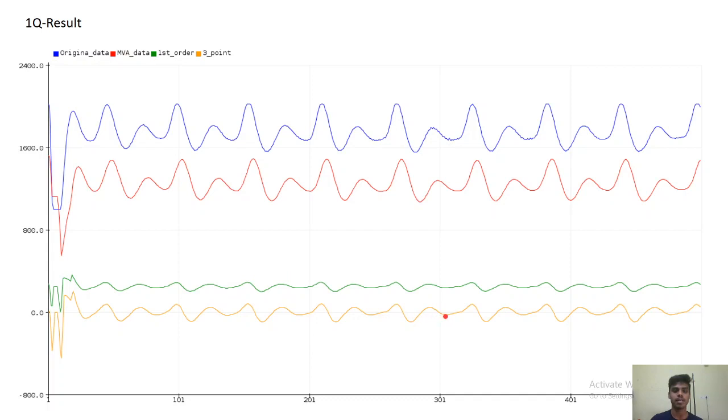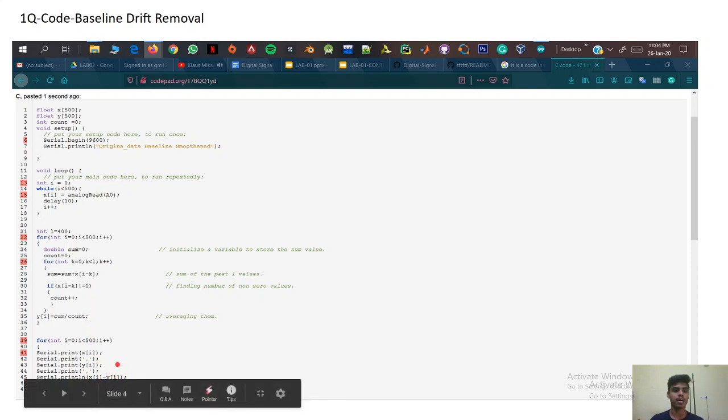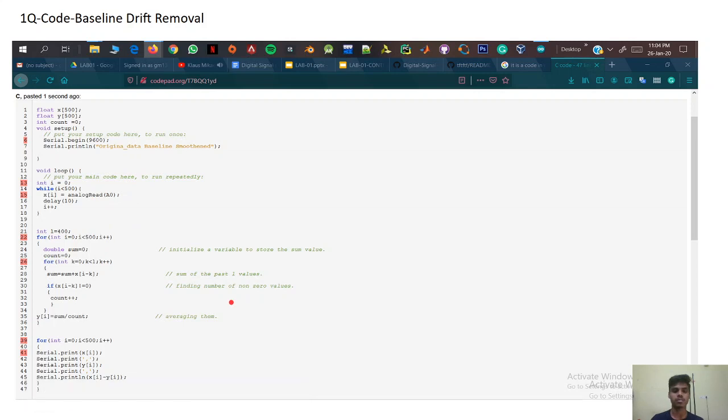This is the first code, and this is the second code, in which we are performing the baseline drift removal. As discussed in lab 1, we take a large L value for the moving average filter, and then we remove the low frequency noise from the original signal. Here we are taking an input of 1000 samples, and we send the input into a 400 order moving average filter so that we can get the low frequency noise, and then we remove the low frequency noise from the original signal. The outputs are as follows.